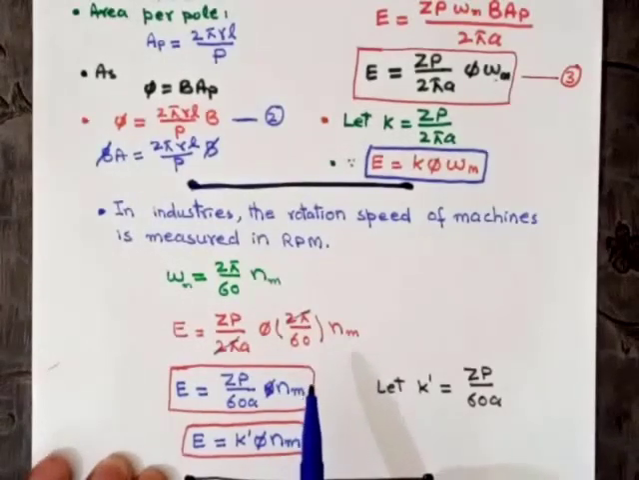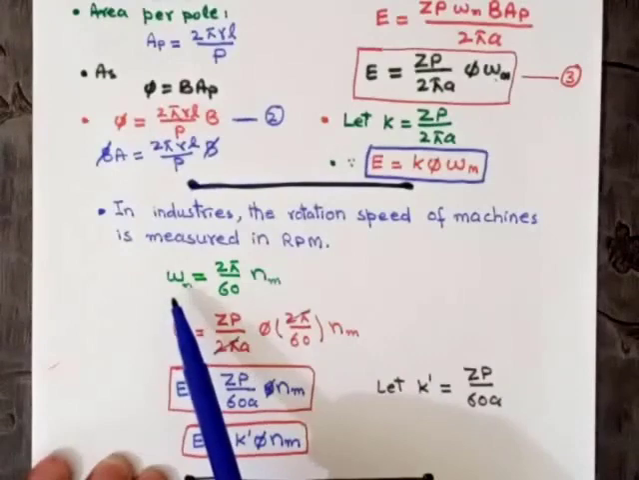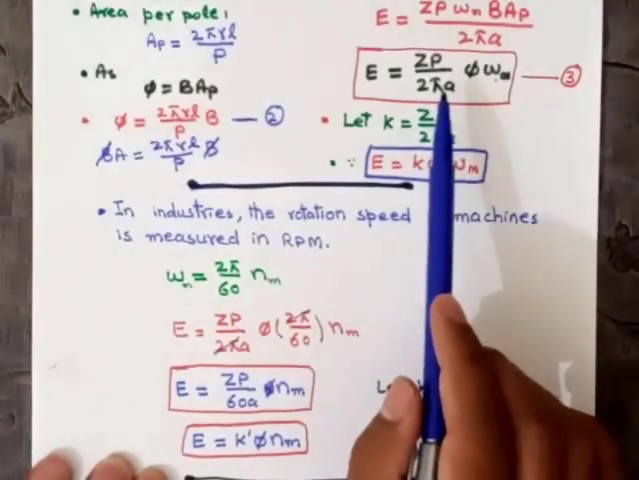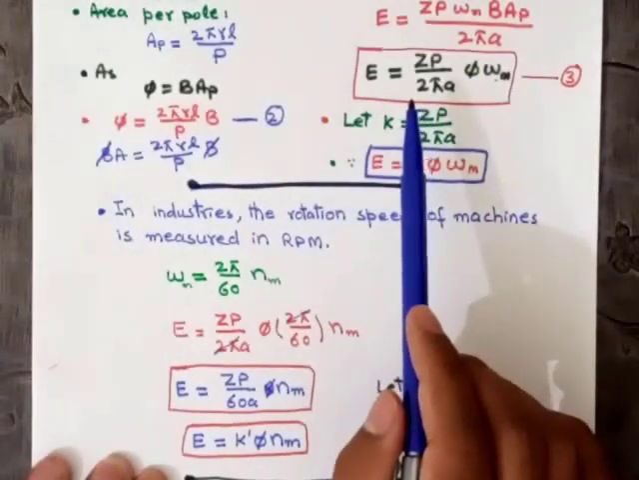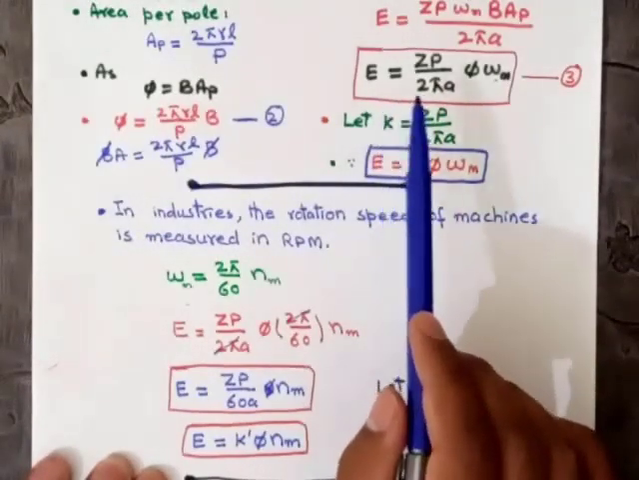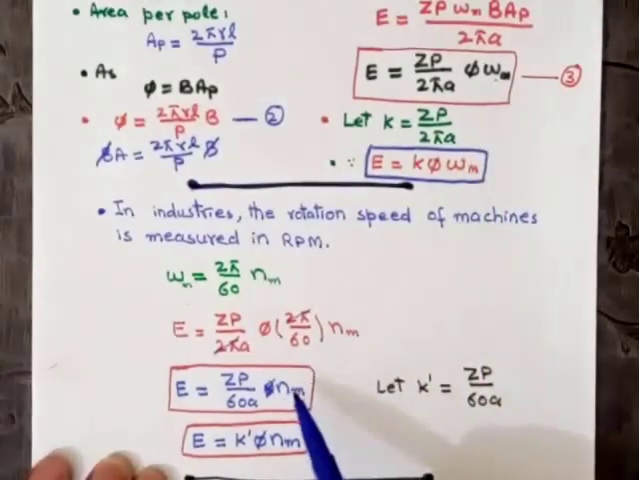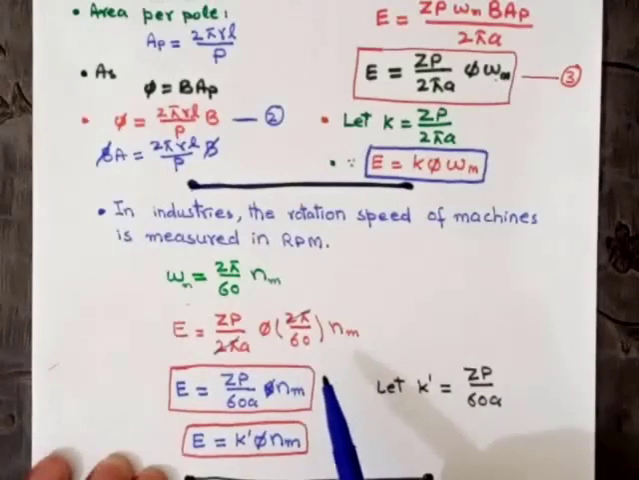If the speed is given in revolution per minute, then we use this formula. By using this formula, we can calculate the internal generated voltage of real DC machines. If the speed is given in radian per second, then we can use this formula. By using this formula, we can calculate the internal generated voltage of real DC machines in case the angular speed is in radian per second. This equation is used when the speed is given in revolution per minute.